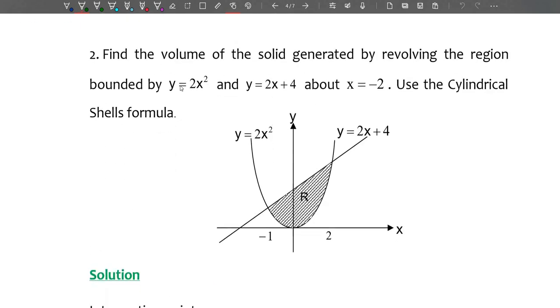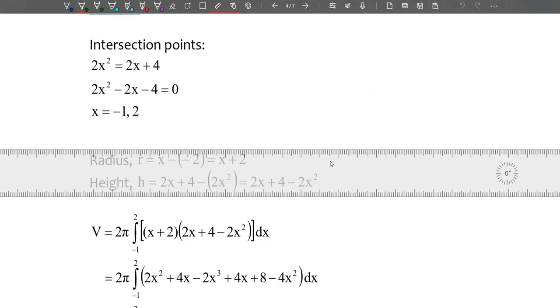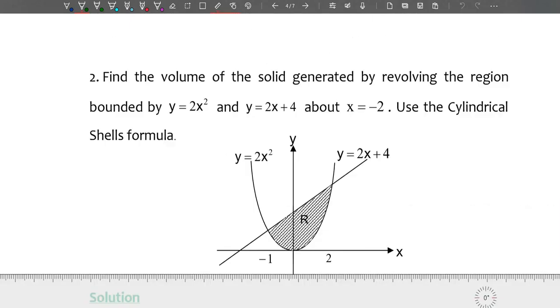This is the second example. Find the volume of the solid generated by revolving the region bounded by y equals 2x squared and y equals 2x plus 4 about x equals negative 2. Now we need to draw x equals negative 2. Where is the line x equals negative 2?